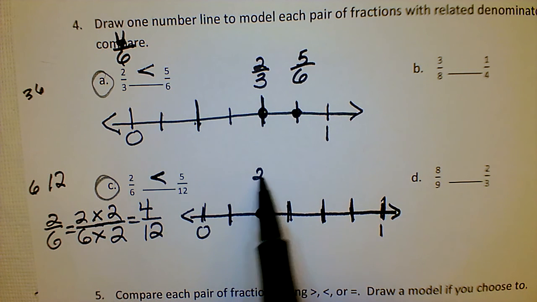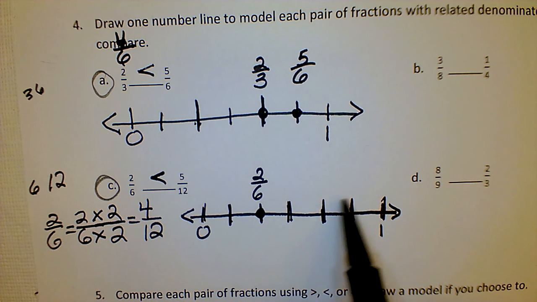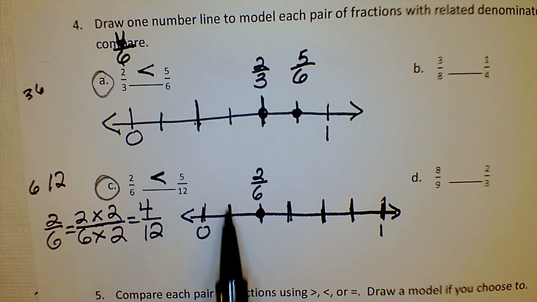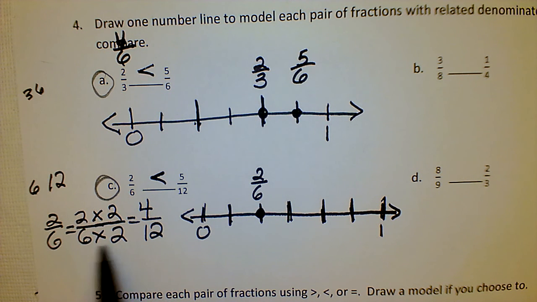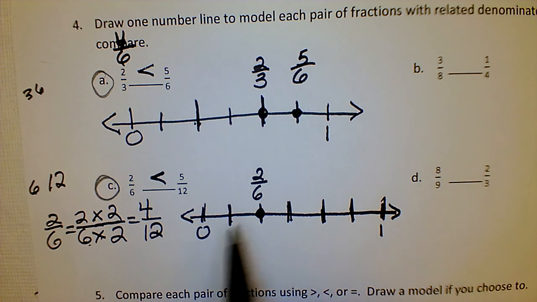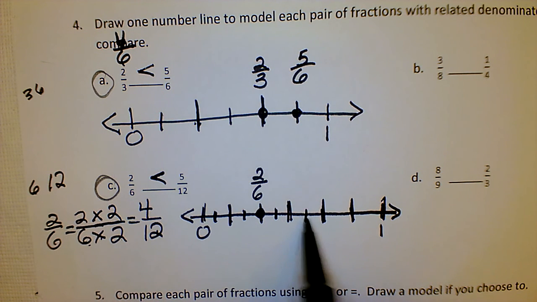And just to make the point that these are 6ths, let's count. 1, 2, 3, 4, 5, 6. So it has been divided into 6 equal sections, and I have 2 of them for my numerator. Now I need to turn these into 12ths, and what we know is that I can turn them into 12ths. 6 times 2 is 12, so each one of these has to become 2 pieces. So I'm going to cut them all in half.